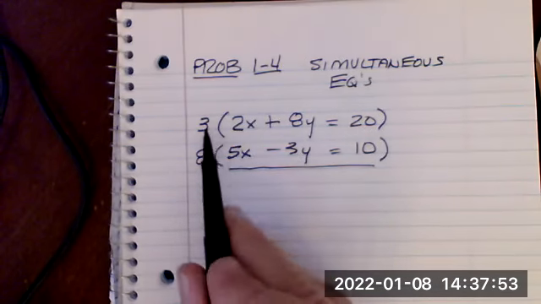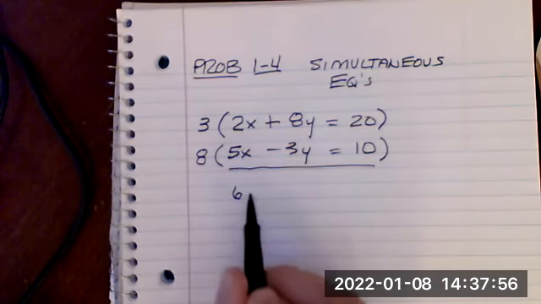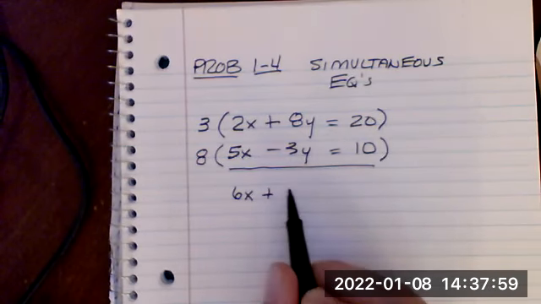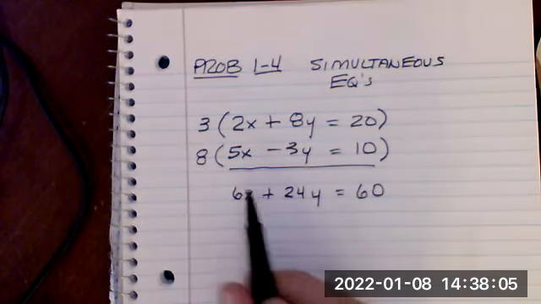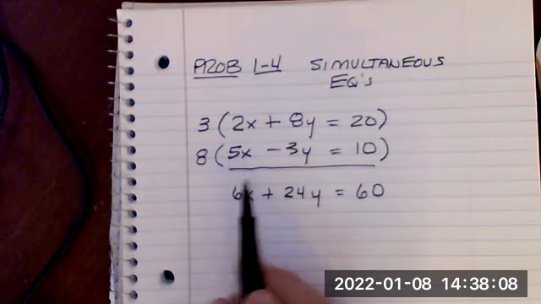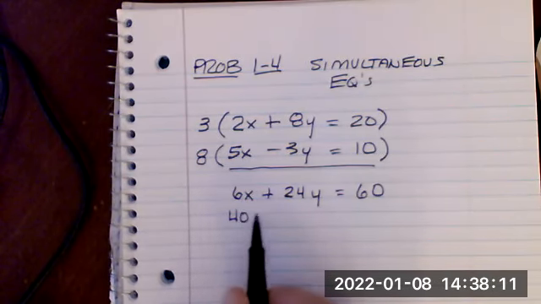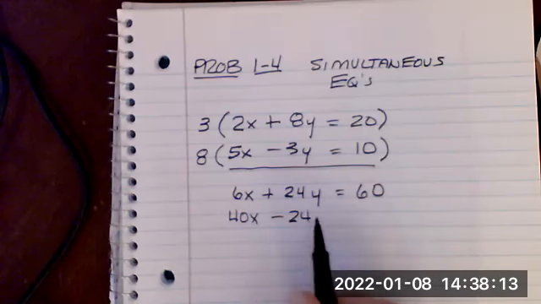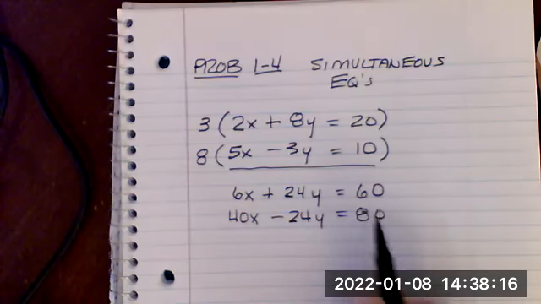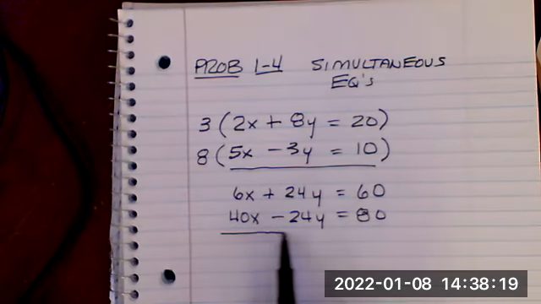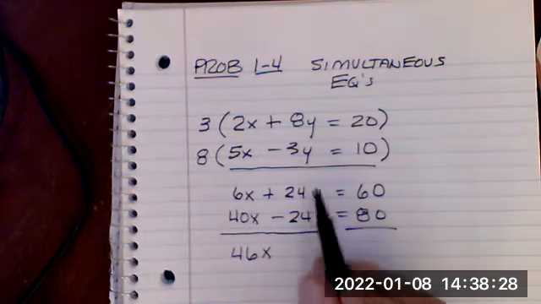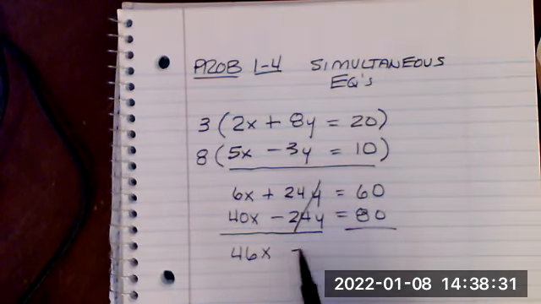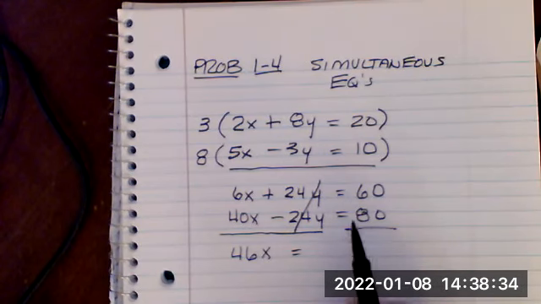So let's do the first. Let's distribute the 3. So we're going to have 6x, right, plus 24y equals 60. Below that, we're going to distribute the 8. So we're going to have 40x minus 24y equals 80. All right, now we're going to simplify this. So we're going to have 46x. This cancels out, right? Equals 140.